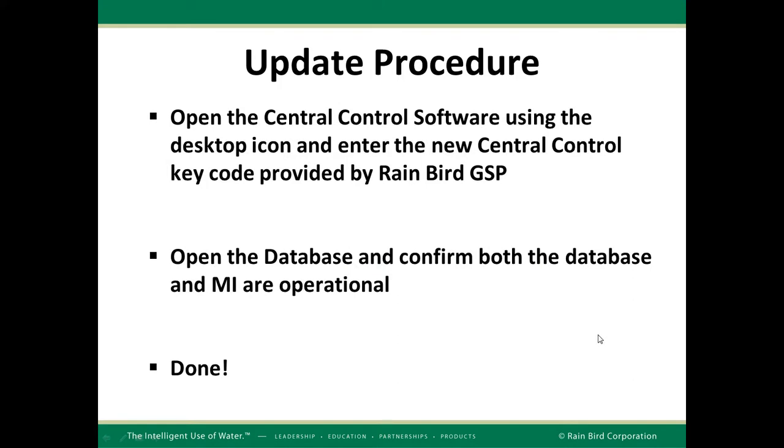Now that you have your new central control software installed and MI version 4.5 installed, it's time to open up the central control software by double-clicking on the desktop icon. You will be prompted next to install the key code that you received from Rainbird GSP. Please enter that key code now. After you enter your key code, the system will restart. You can open your database and confirm that your database is working, as well as confirm that MI is operational and working as well.